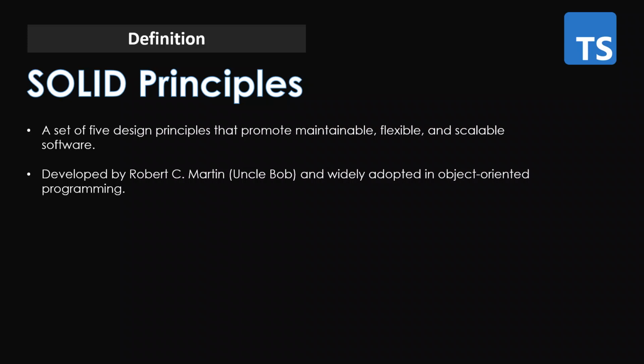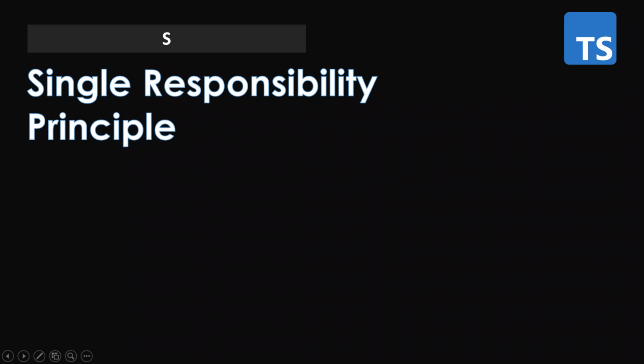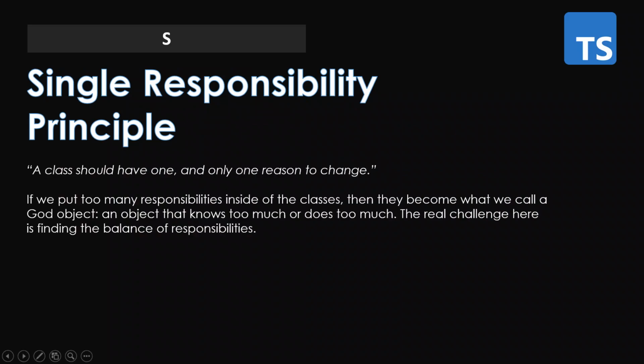Alright, so let's move on to the first principle, which is the single responsibility principle. This states that a class should have one and only one reason to change. It means if we put too many responsibilities inside of the classes, then they become what we call a God object, an object that knows too much or does too much. The real challenge here is finding the balance of responsibilities.